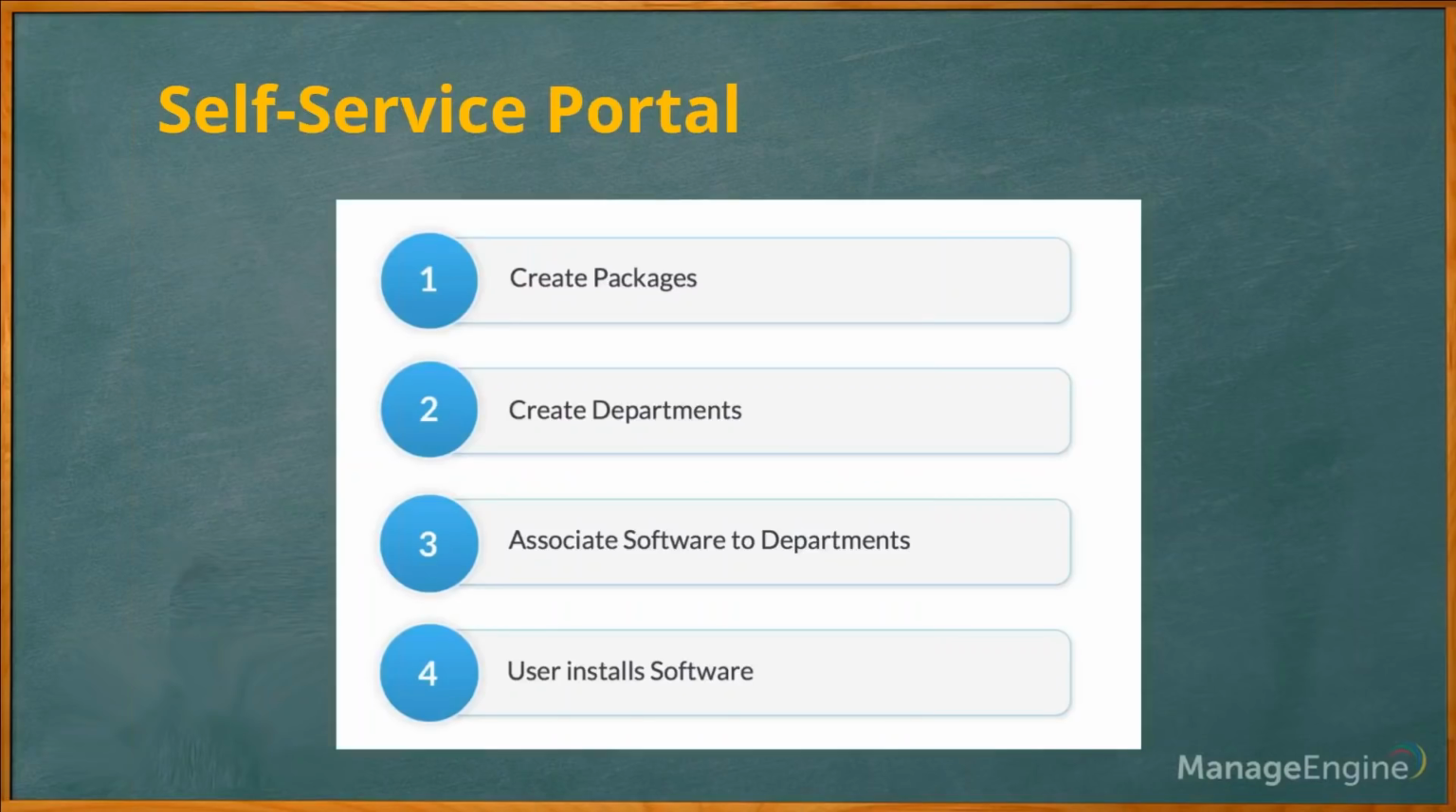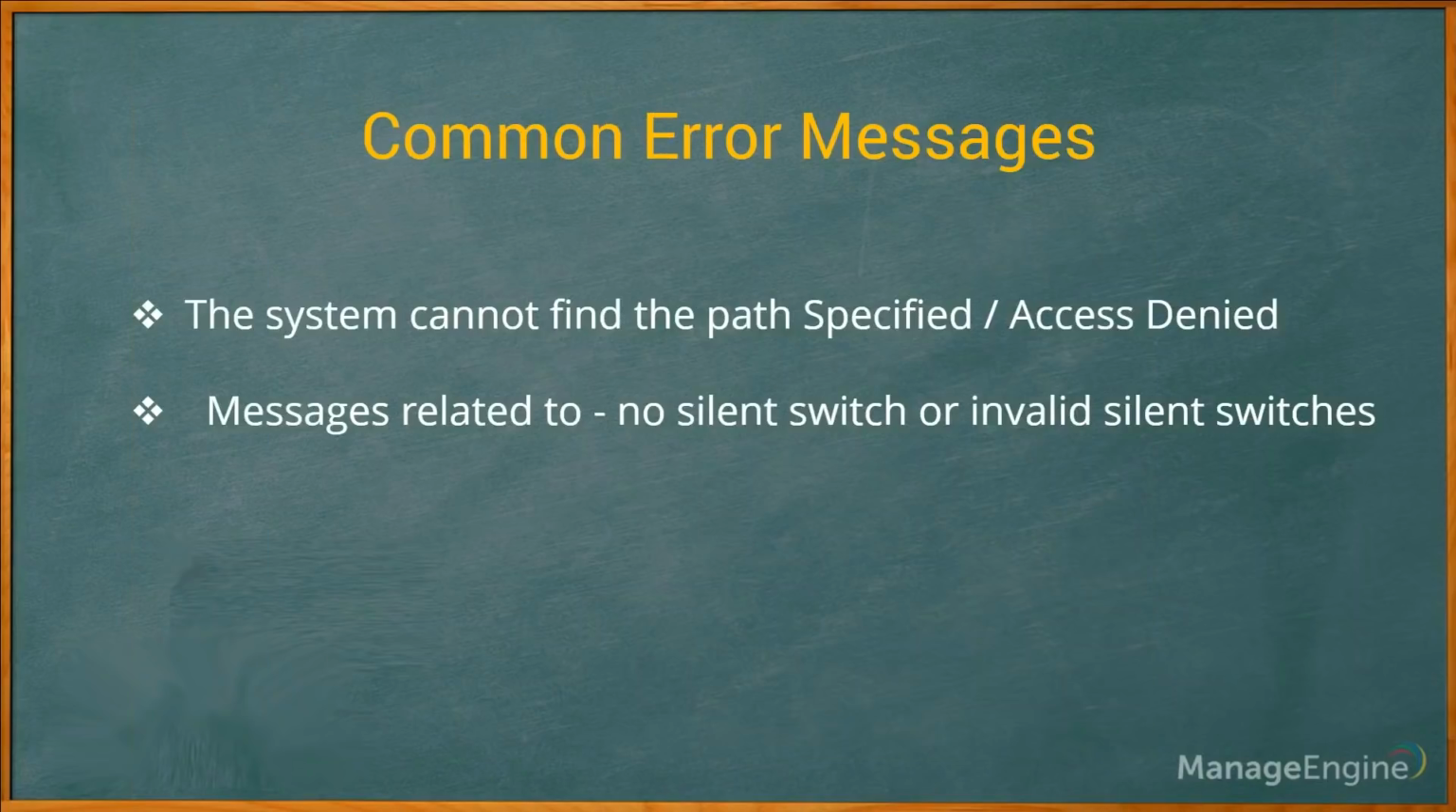Whichever packages you have created already, you can drag and drop, or you can create a specific package just for the self-service portal. You can create different departments, like how we did for the finance department, and deploy it. You can create different departments, publish to those departments, and associate the software for that specific department in the self-service portal. And once you do that, the user will be able to install the application.